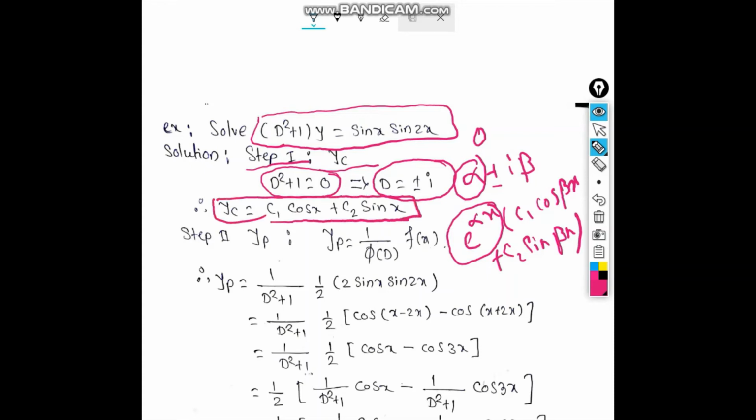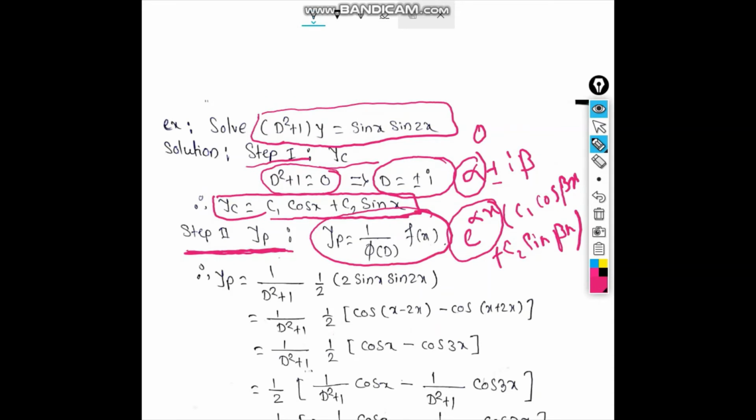So that is the end of the first part. We completed the first part. Now come to the second part, which is yp, the particular solution. The formula for that is 1 upon f(D) of f(x). In this case, f(D) is 1 upon D square plus 1, and RHS is sin x into sin 2x.